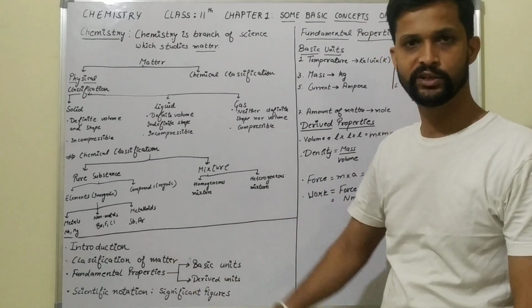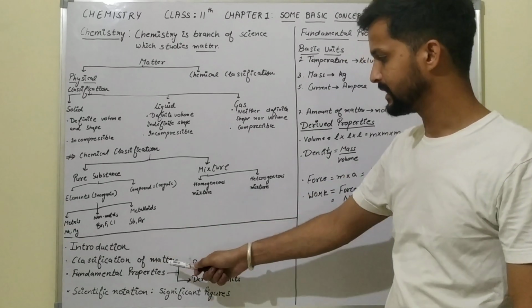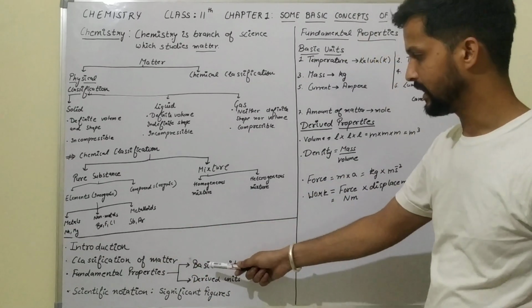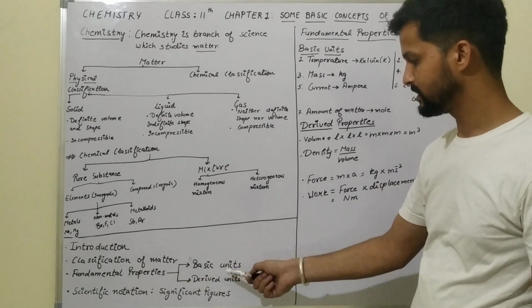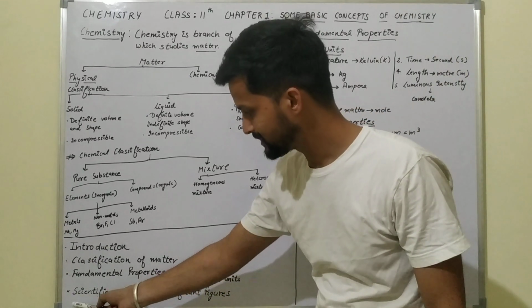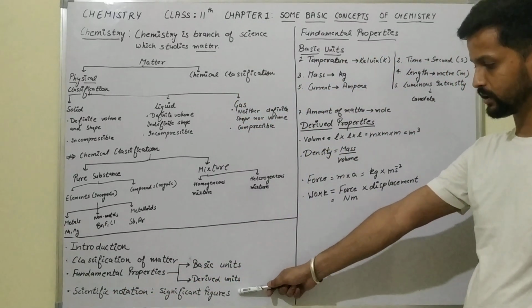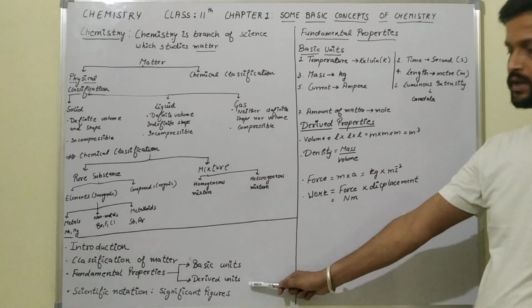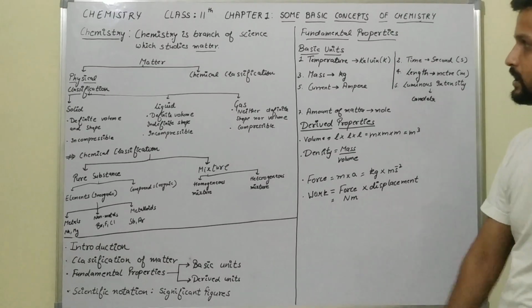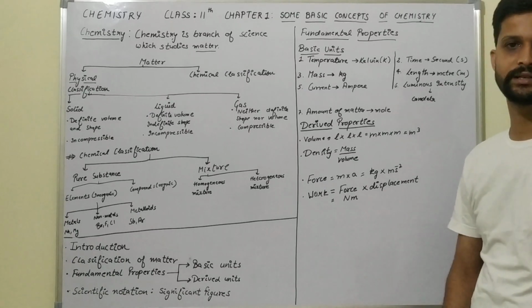In this video I am going to discuss the introduction of this chapter, then classification of matter and fundamental properties, in which we will study the basic units and derived units, and the fourth point is scientific notation and significant figures. This is one of the most important parts because this question is important even for 1 mark. Clear? So first of all, what is the definition of chemistry?